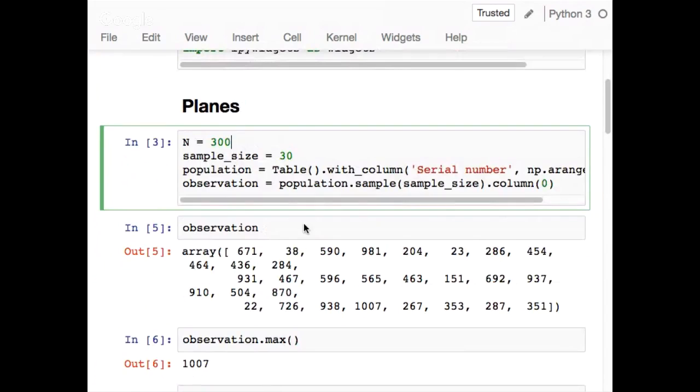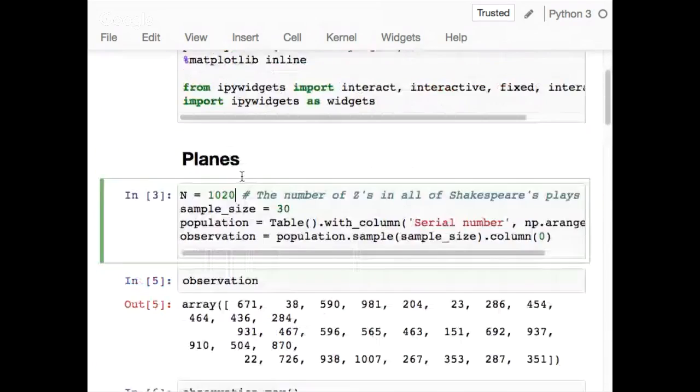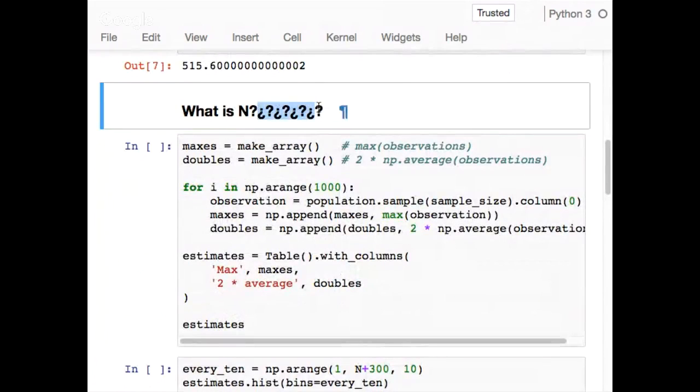So the actual number was the number of Z's in all of Shakespeare's plays, and that was actually 1020. Okay, so that's how we figured it out. But let's suppose I didn't know that. So how would I figure it out? What is n?